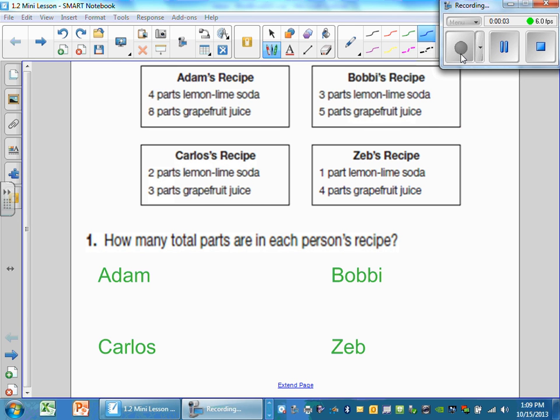Before watching the video, you need to read the paragraph at the top of page 16. Once you have read the paragraph, you can then watch the video.